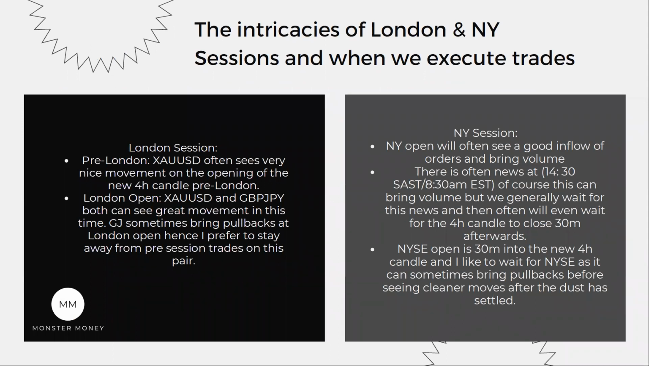The intricacies of London and New York session and when we execute trades. London session, when it comes to pre-London, we see gold often has very nice movement on the opening of the new 4-hour candle pre-London. So these are orders coming into the market before market open. And then when it comes to London Open, both gold and GBP JPY see great movement in this time. GBP JPY can sometimes bring pullbacks at London Open, and this is why I prefer to stay away from this pair pre-session.